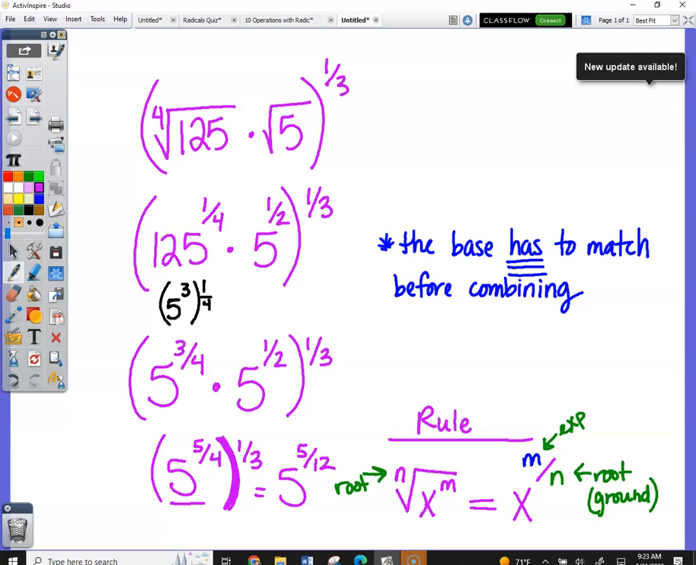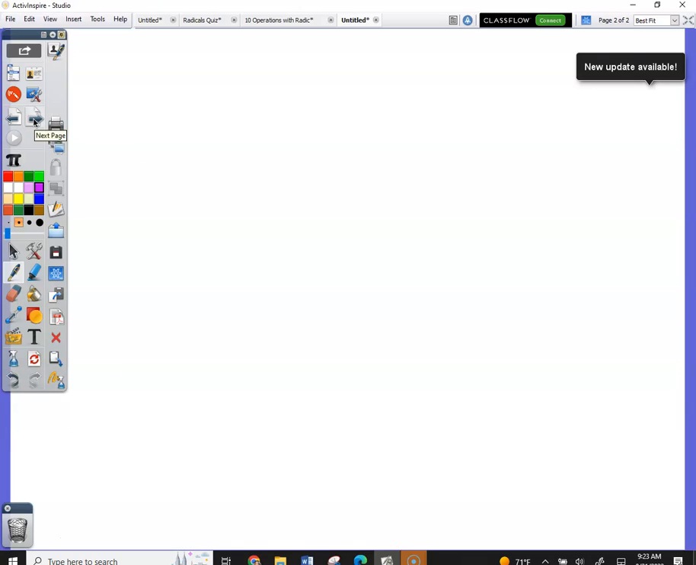I was going to give you another example. What if we had 8 to the negative 5/3? And I told you to clean that up. If I said clean that up, what does the negative in the exponent mean, y'all?